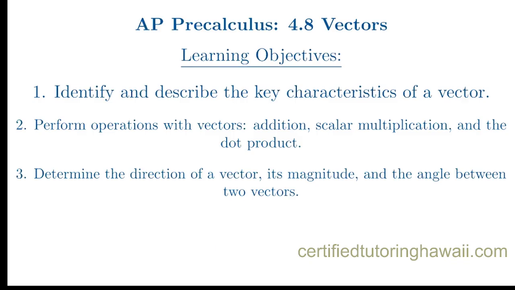Let's get started. Our first objective is to understand what a vector is. We'll identify its key characteristics. At its most basic, a vector is a quantity with both a magnitude and a direction. Unlike a scalar, which only has a size, a vector tells you how much and in what direction. For example, your speed is a scalar. It might be 50 miles per hour. Your velocity, however, is a vector. It's 50 miles per hour north.